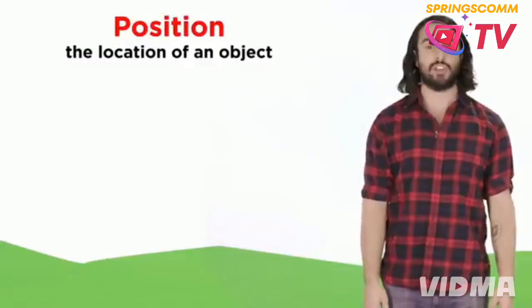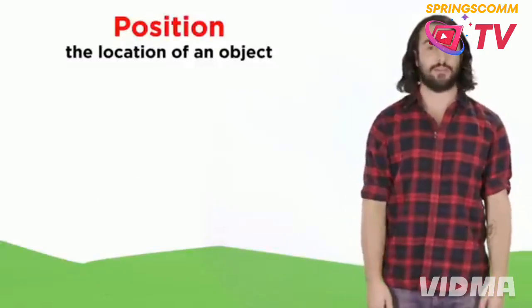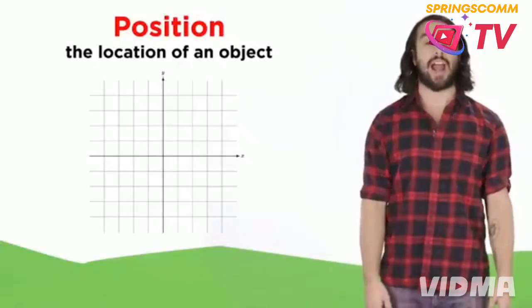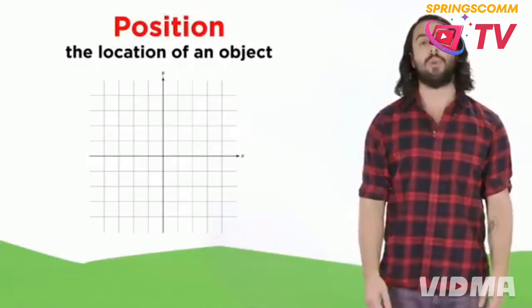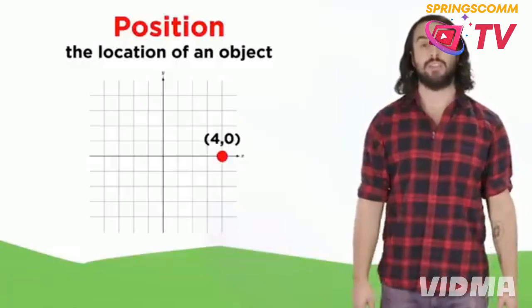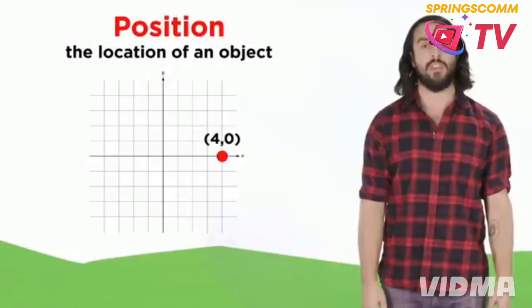Position is simple. It's just where an object is in space. Usually this is discussed with some kind of reference point or axes in mind, and we might express the position of an object as being some distance from this reference point in meters.